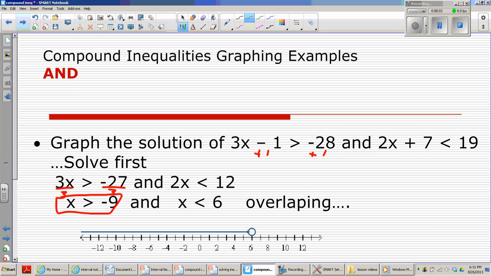The second inequality, we would subtract 7 from both sides. We end up with 2x is less than 12. Then dividing each side by 2, we would end up with the inequality x is less than 6.